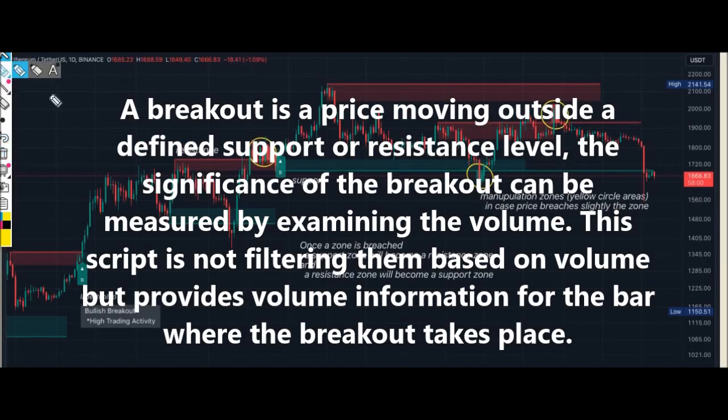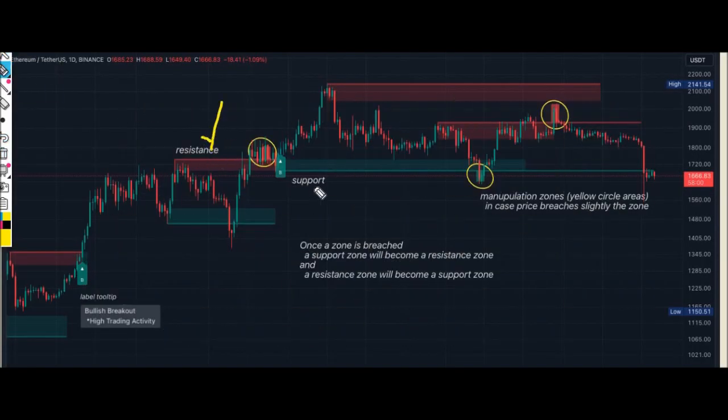So guys, as you can see over here, the indicator is showing us resistance, and as well you can see the breakout, which is shown by the B label and an arrow. So guys, once a zone is breached, a support zone will become a resistance, and a resistance zone will become a support zone. You can see there is a label tooltip. When there is a bullish breakout, it shows you high trading activity. So to know a breakout, you will see a B highlighted.